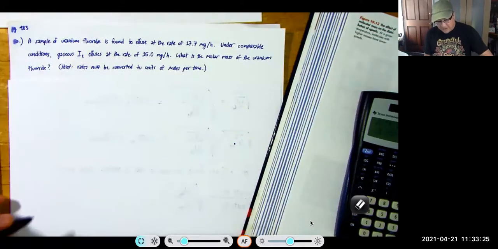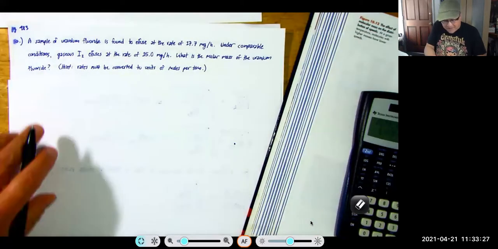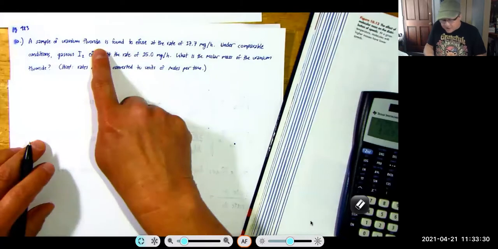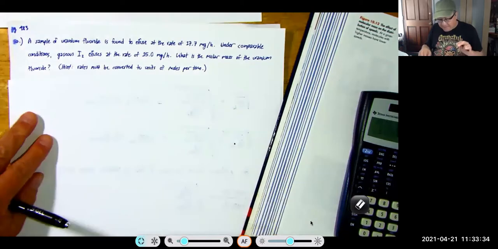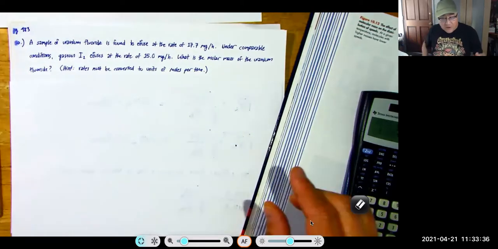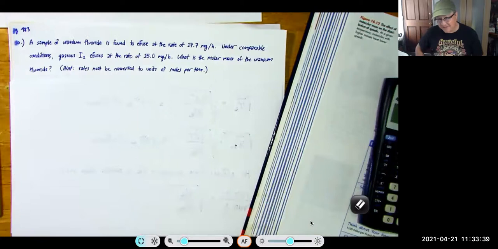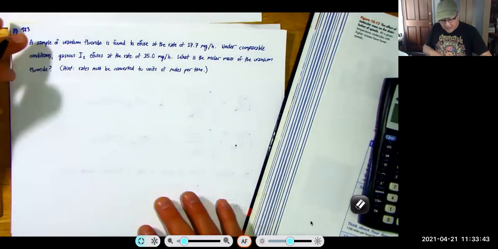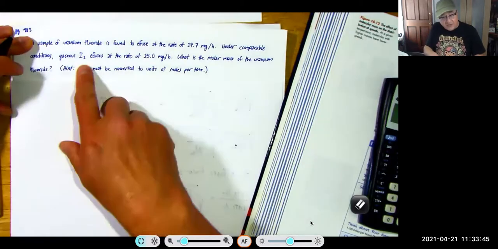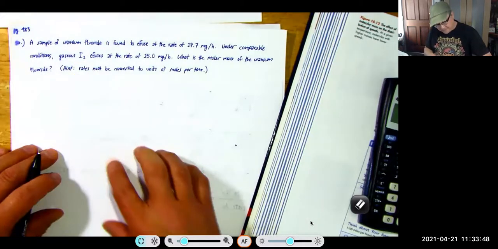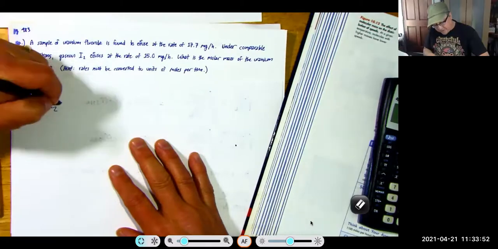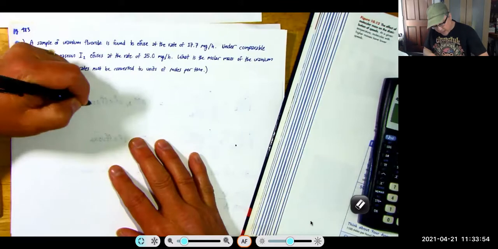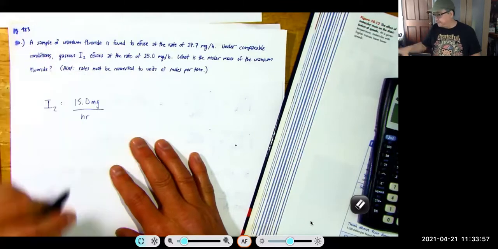All right. So the uranium fluoride, and they ask us, what is the molar mass of the uranium fluoride? That means we don't know the formula. You with me? Okay, so this is going to get tricky. However, we can get the molar mass of I2, right? So I2, we've got 15.0 milligrams per hour. Does that sound right?